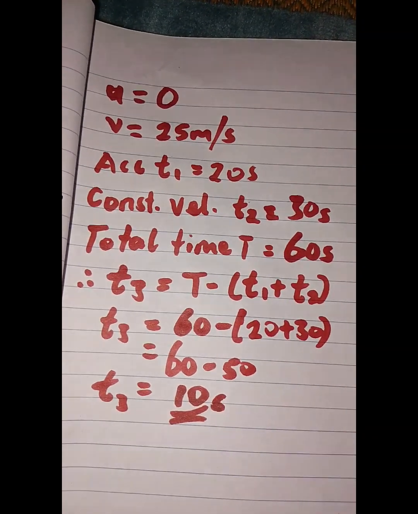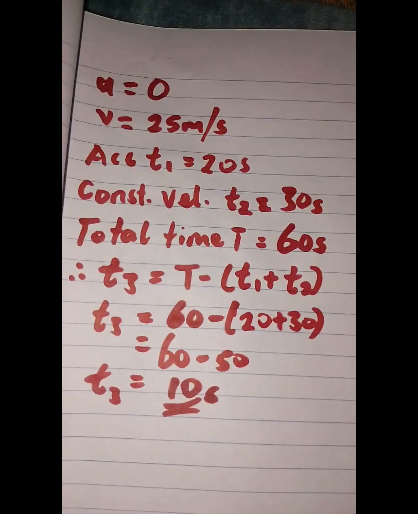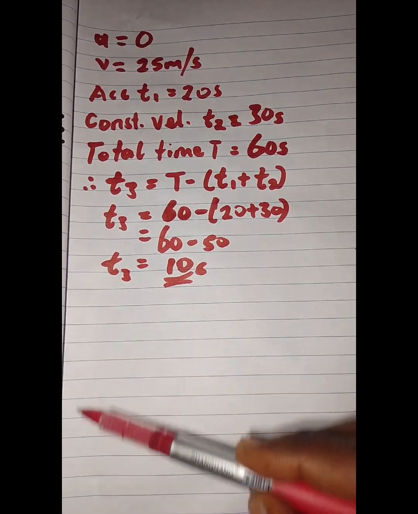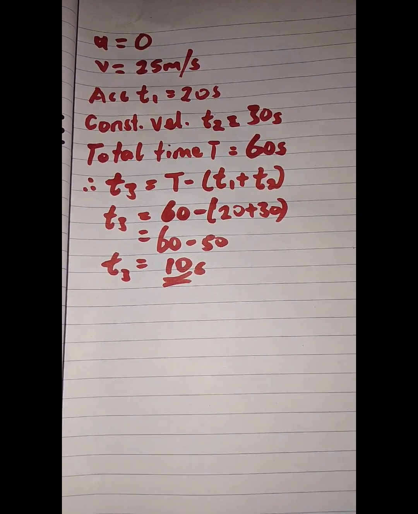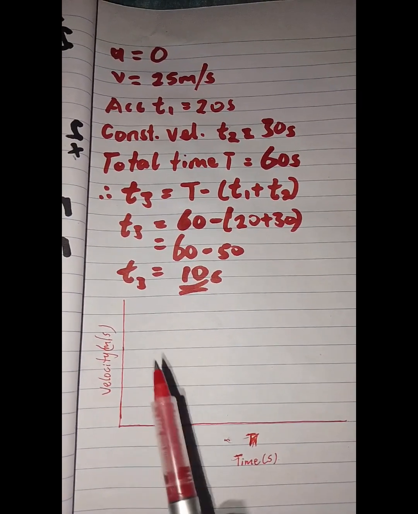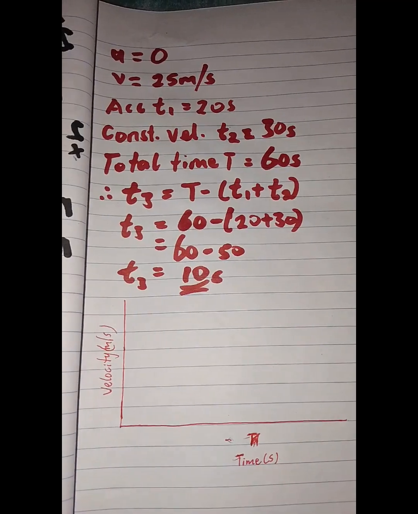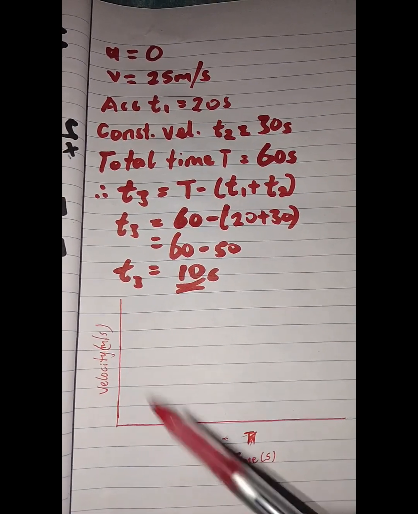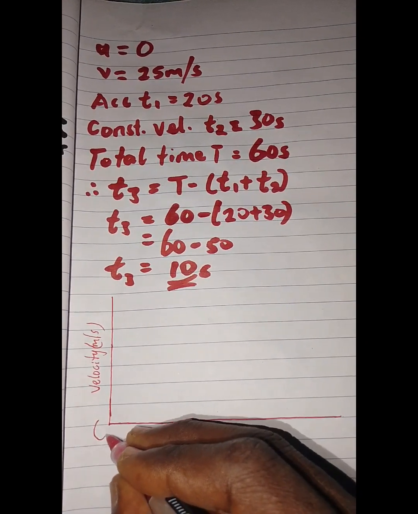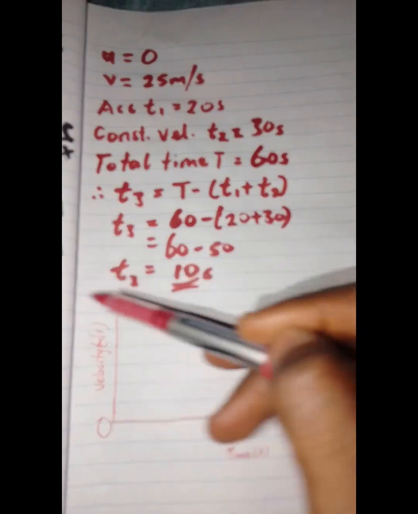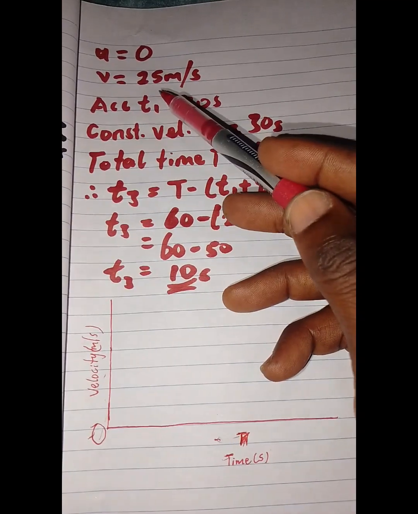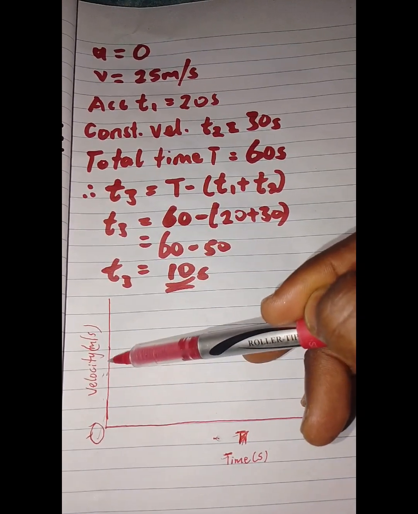Now I want to draw the velocity time graph. In my velocity time graph, I'm going to have a vertical component and a horizontal component. So this is the first step, graph of velocity against time. Velocity in meters per second, time in seconds. Then we have our origin 0 here. According to our question, our initial velocity is 0, which is here, and then the final velocity is 25. So let's say 5, 10, 15, 20, 25.